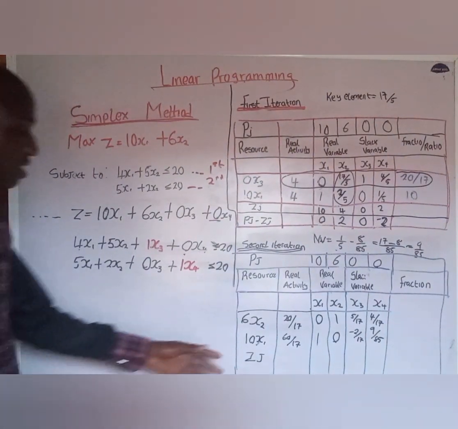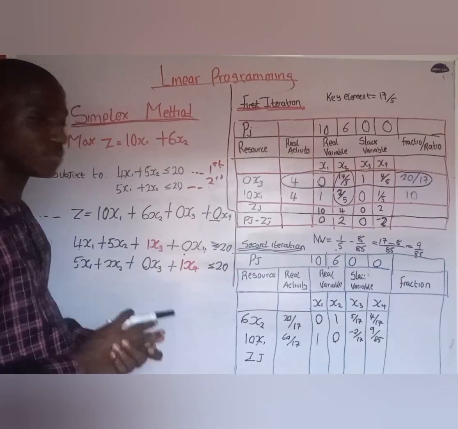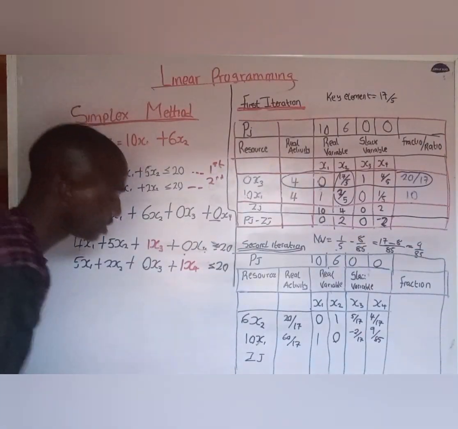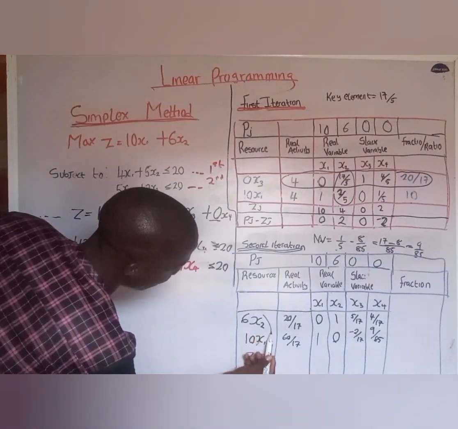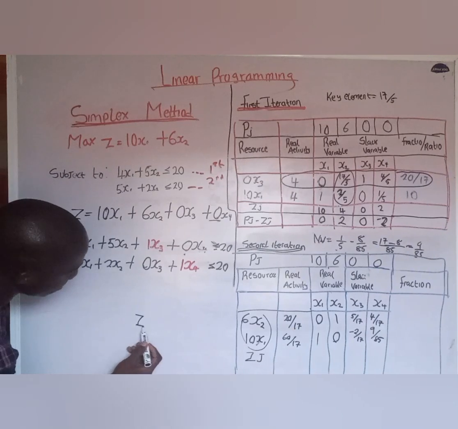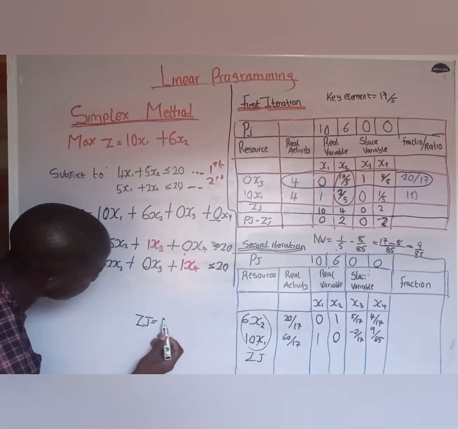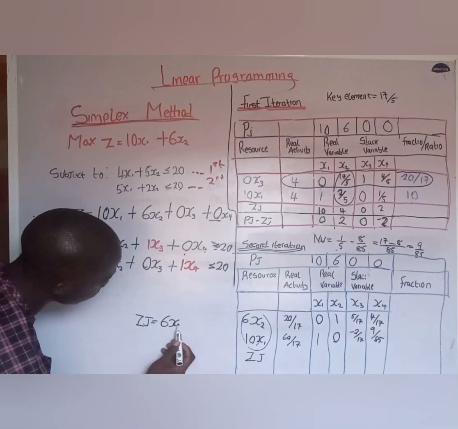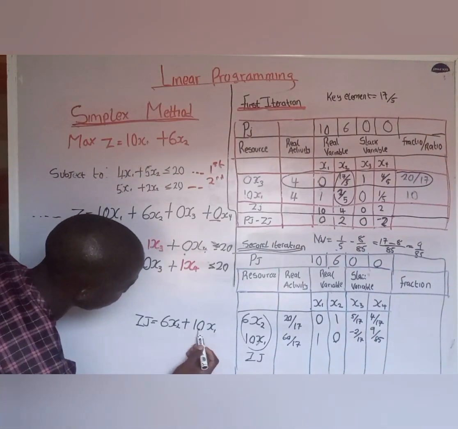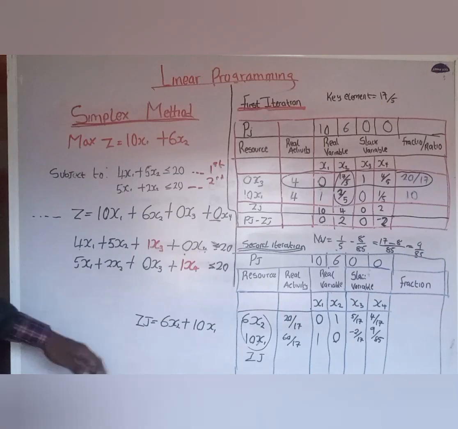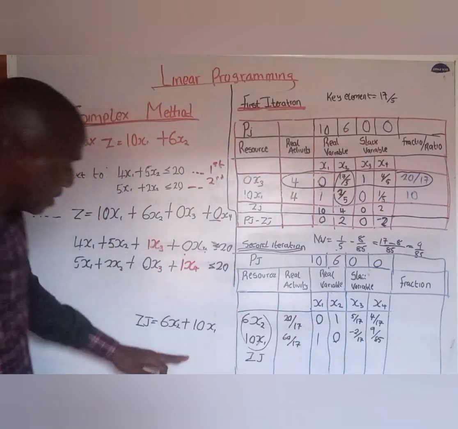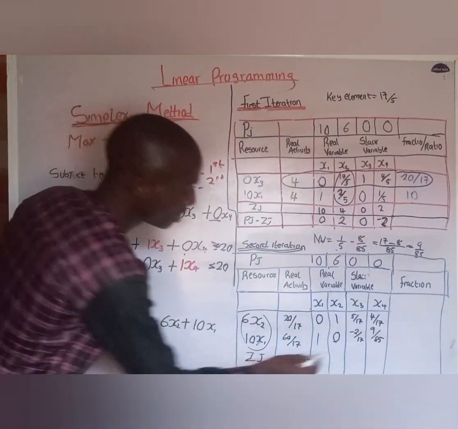Okay, now let us get the value of zj. If you want to get the value of zj, it will be the addition of this and this. How do we add this? We are going to have zj equals 6x2 plus 10x1. This is the value of our zj. Now I'm going to be substituting the value of x2 in each row and the value of x1 in each row to get the value of zj.